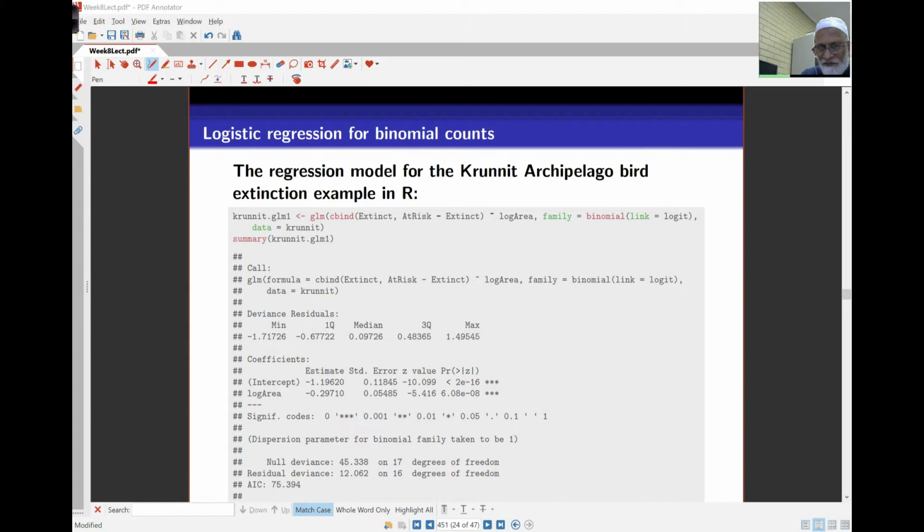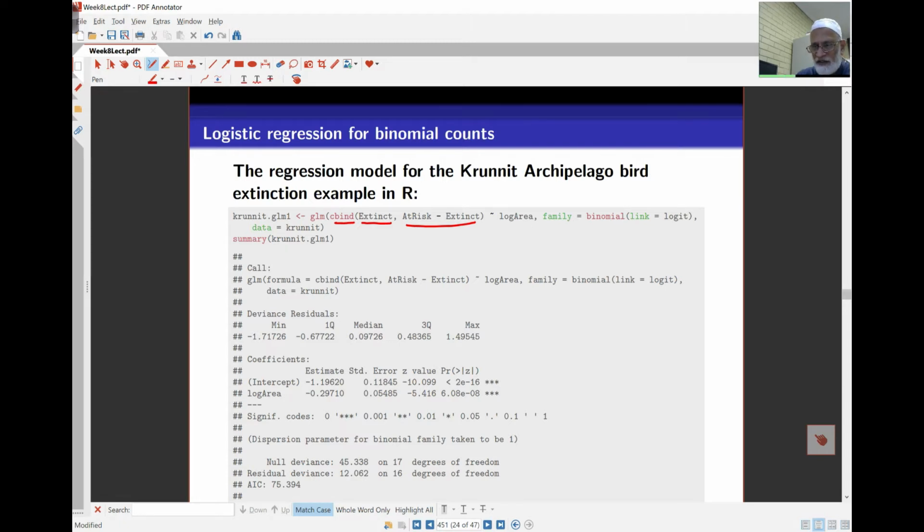The data is still given as the data frame over here, but on the left hand side, for the response, there's two things here. So we have to combine these two things as one. The first is the number of successes, and the next is the number of failures. So extinct is the number of birds that become extinct, and here at risk minus extinct are the ones that don't become extinct. So these are the two things you require to give in this command. Be careful, it's not the number of trials we are after, it is the number of successes and the number of failures. Both have to be given here in this case.